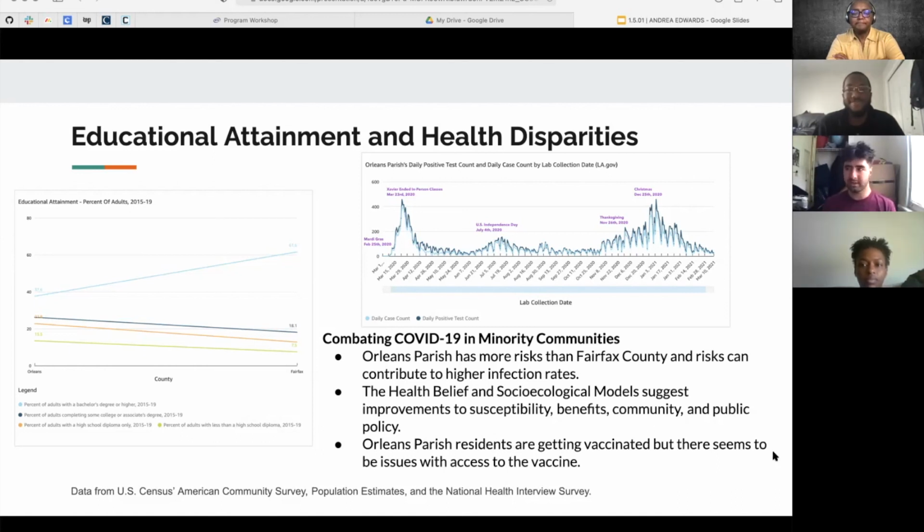And like Joaquin said, as we can see, there are big differences between the mostly Black Orleans Parish and the mostly white Fairfax County. And there are ways that we can fix this, to promote a more just and humane society.